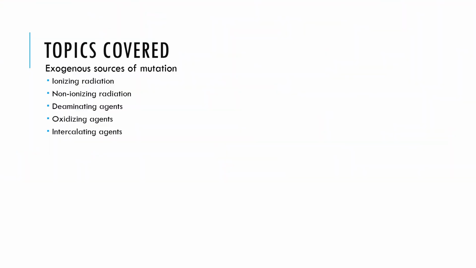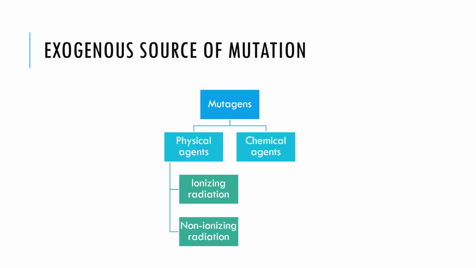In today's lecture we will discuss exogenous sources of mutation, and these are ionizing radiation, non-ionizing radiation, deaminating agents, oxidizing agents and intercalating agents. Now next is the exogenous sources of mutation.